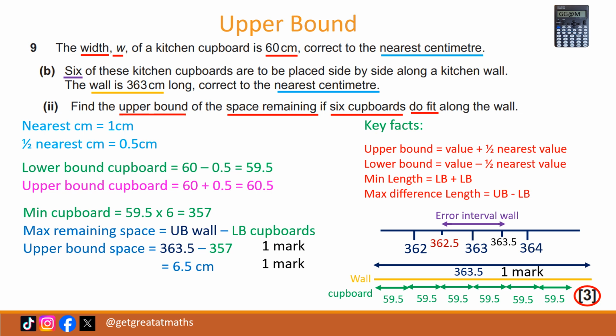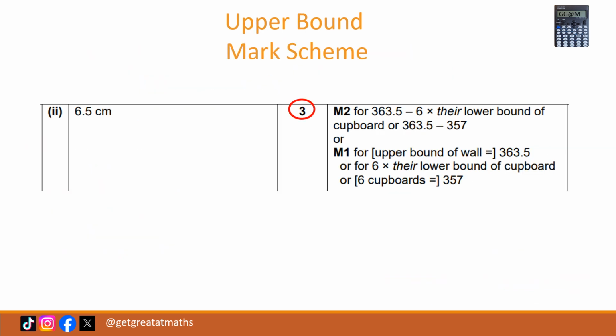So here's the mark scheme. You're told you're awarded 3 marks. M2 means 2 method marks. This is for doing the 363.5 take away 6 times your lower bound. As I said, the word "their" here is really important. So if you made a mistake earlier for your lower bound, you'll still get a method mark.